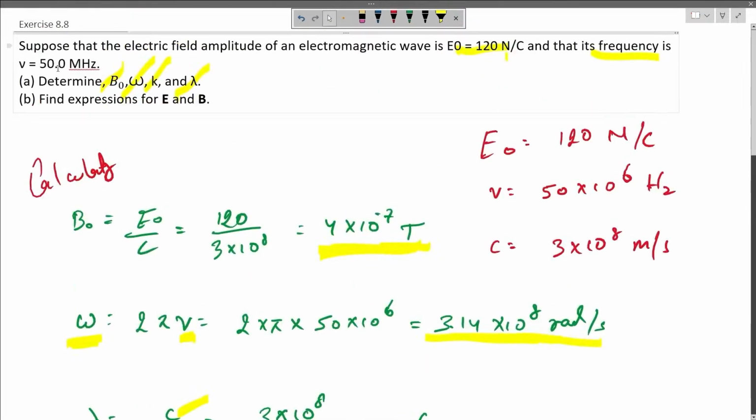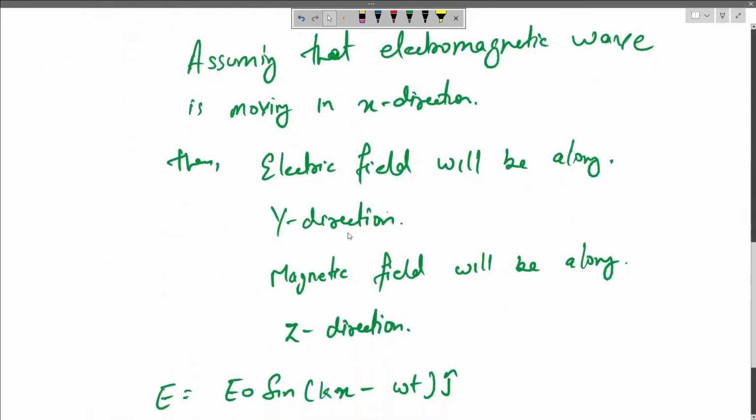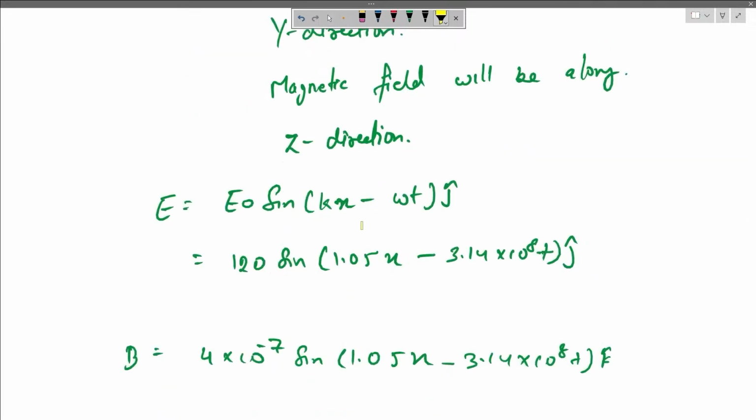Having calculated all these values, we now have to find the expression for E and B, that is the electric field and the magnetic field. So we assume that the electromagnetic wave is moving in the x direction. So the electric field will be along the y direction, and the magnetic field will be along the z direction. So this is the general expression for the electric field and the magnetic field.